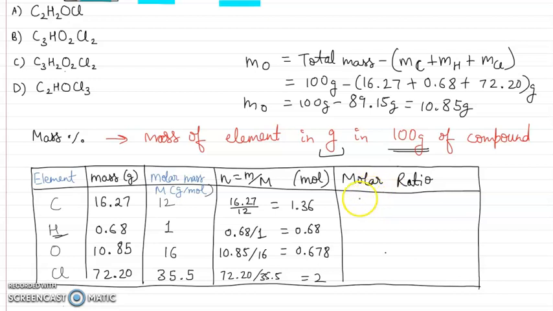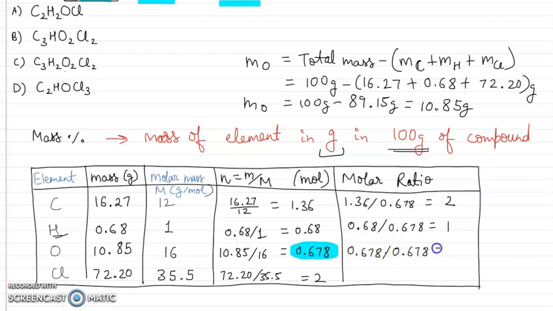Now, to calculate the molar ratio, we have to divide all the moles by the lowest number of moles. Here the lowest number of moles is 0.678. We have to divide all the moles by this number, 0.678. We will get here 2. Then 0.68 divided by 0.678 is equal to 1. Then 0.678 divided by itself is 1. Then again 2 divided by 0.678, the lowest number of moles, is equal to 3.